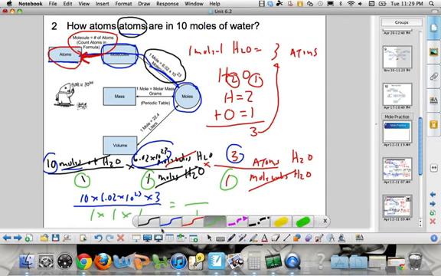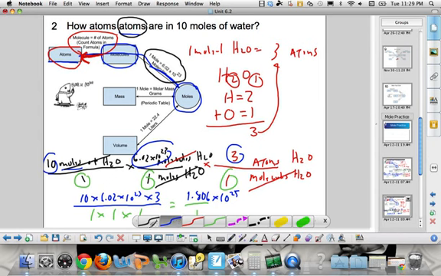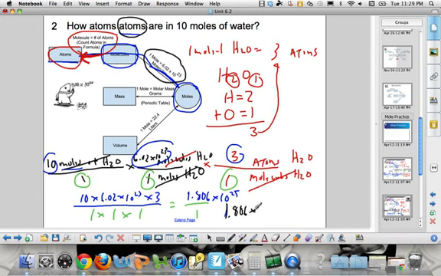And when I do my math, when I multiply 10 times 6.02 times 10 to the 23rd times 3, up on the top I will have 1.806 times 10 to the 25th. Take that, divide it by 1, and you will have your answer. You will have 1.806 times 10 to the 25th atoms, and don't forget your units, of H2O. Let's keep it going.